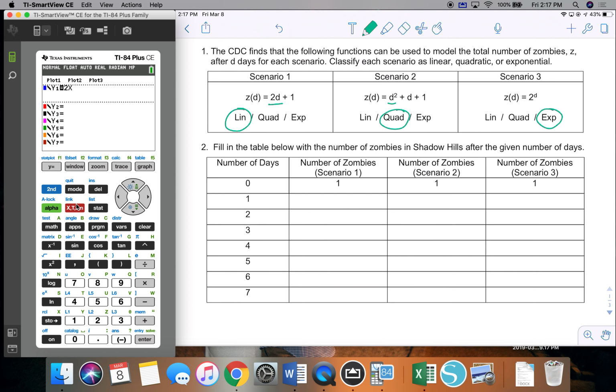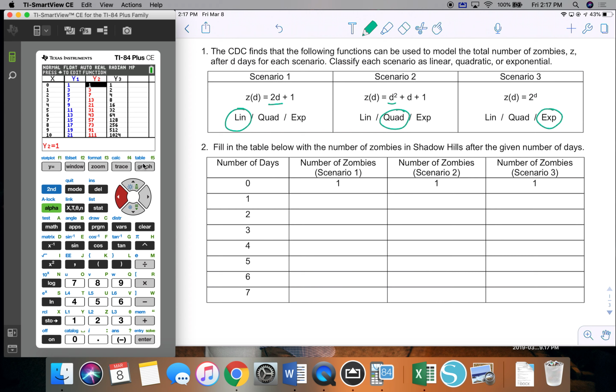I'm going to put these into Y1, Y2, and Y3, so that I have them all listed. So I have 2x plus 1, x squared plus x plus 1, and 2 raised to the x. To fill in this table, I'm going to look at 0, and they're all 1s across the board. Then if I go down, using the same colors as the calculator, Y1 is 3, 5, 7, 9, 11, 13, and 15.